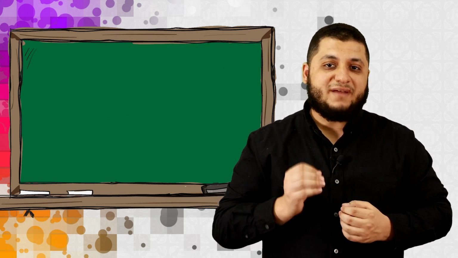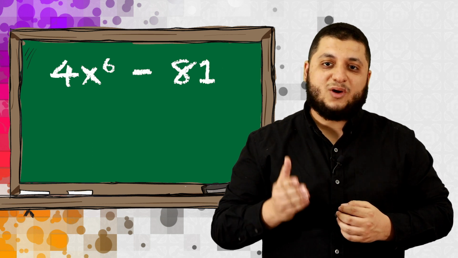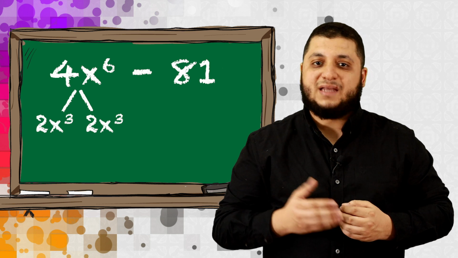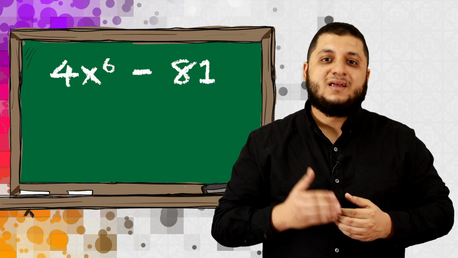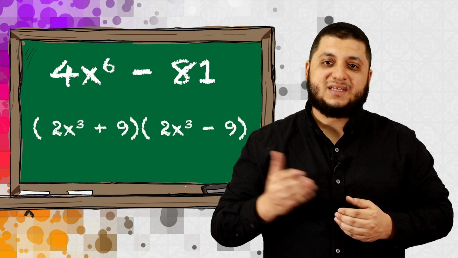Another example, 4x power 6 minus 81. As you know, for 4x power 6, it's 2x power 3 times 2x power 3, and the 81 is 9 times 9. So now we can write two brackets, 2x power 3 plus 9 times 2x power 3 minus 9.